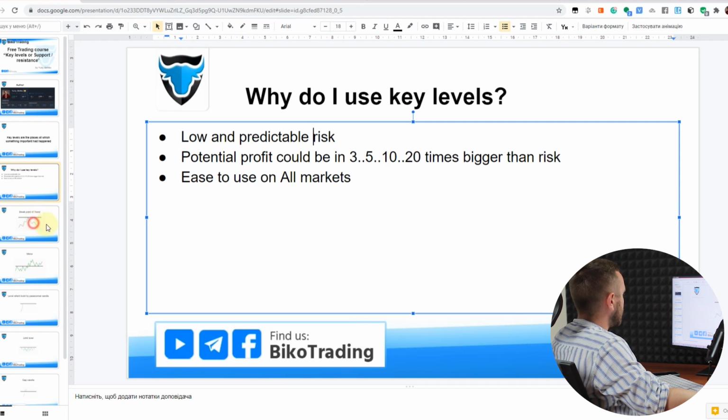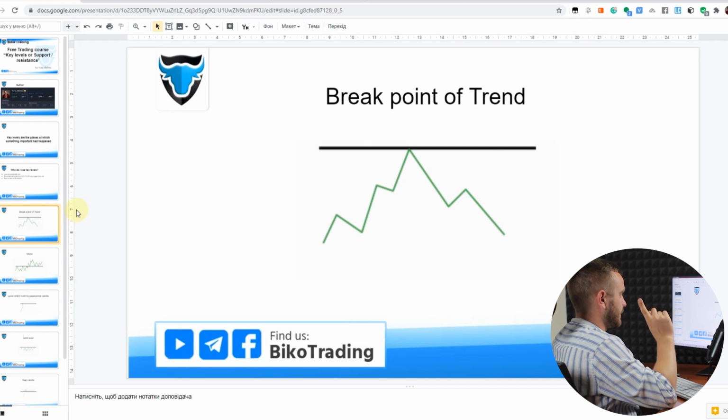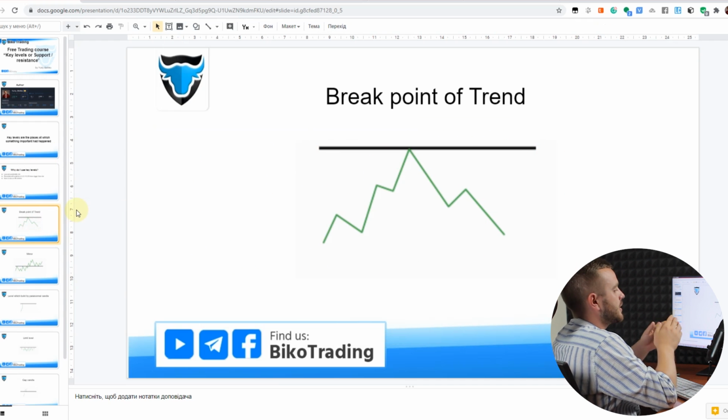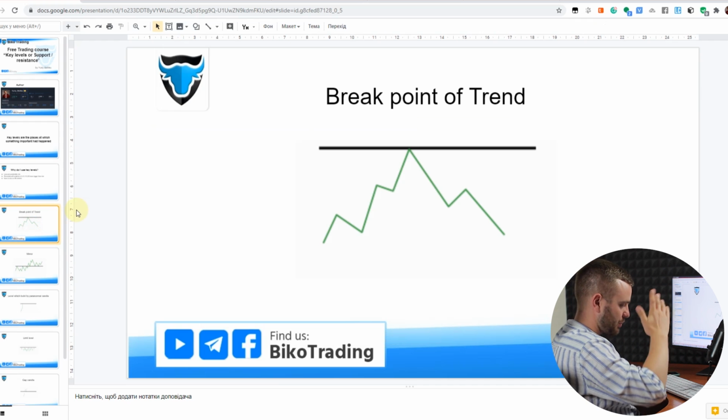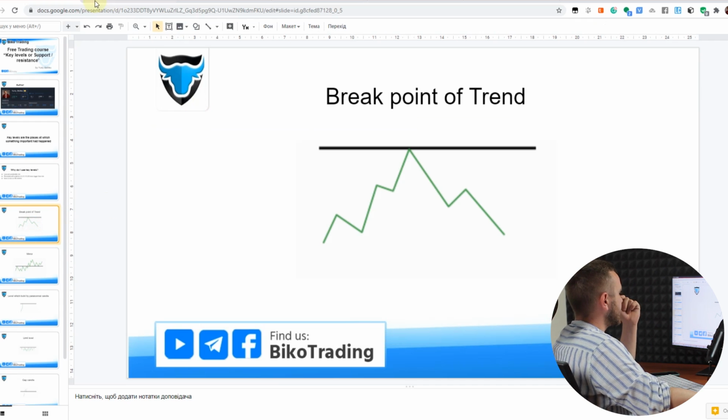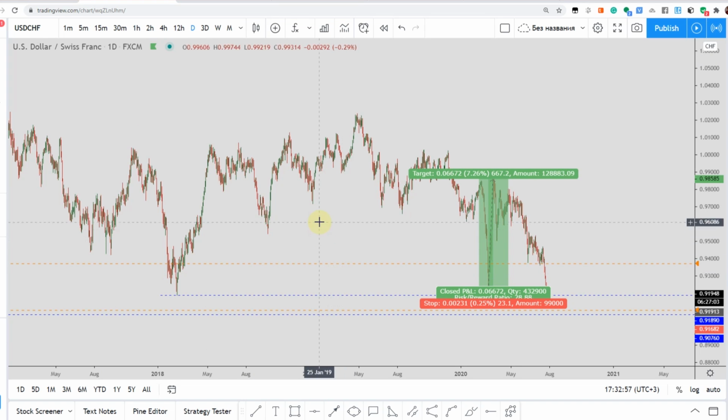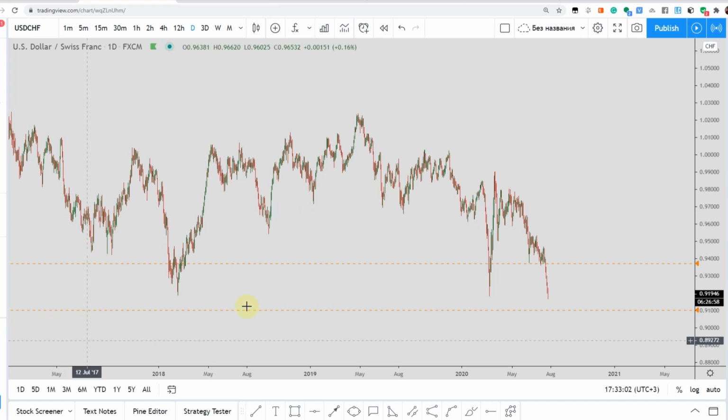Okay, let's go. Let's start with all types of key levels. We will start first with the most important, the breakpoint of trend. Why is it the most important? Because it shows you the strongest places at which price changes its trend. It needs a lot of energy and effort to move the price in some direction.